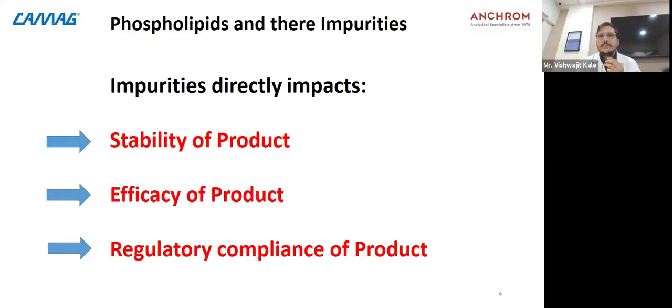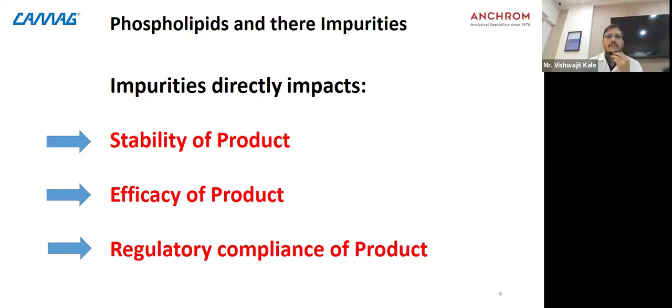Now, why is phospholipids and their impurities analysis very important? Because if any impurity generates in the phospholipid, that directly impacts the stability of your product, the efficacy of your product, and it can fail the regulatory compliance of your product.